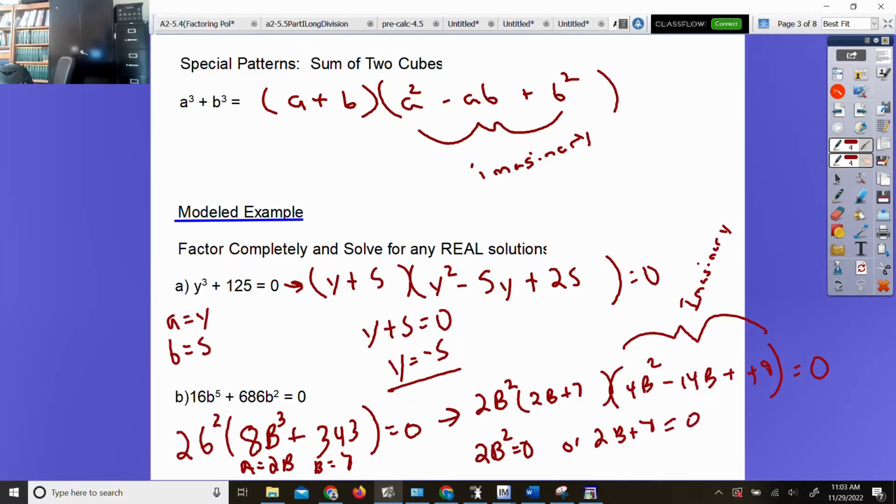If 2B squared is 0, what is B going to be? 0.